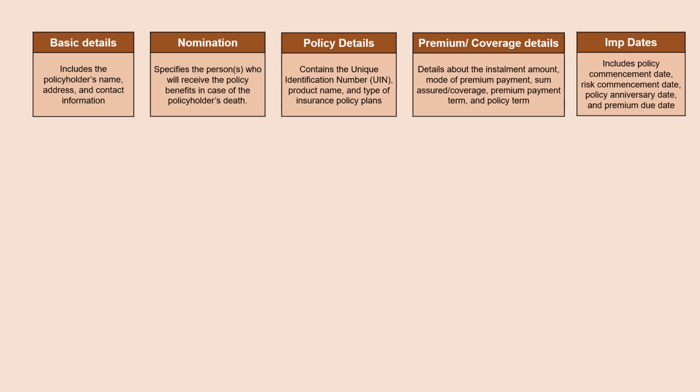Important dates. Several dates are mentioned in the policy document. Risk commencement date. This is the date when the insurance coverage actually begins. Policy commencement date. This is the date when the insurance policy is officially issued and comes into effect. It might be the same as the risk commencement date, but in some cases it can be different. The policy commencement date is important for administrative purposes and marks the start of the policy term.